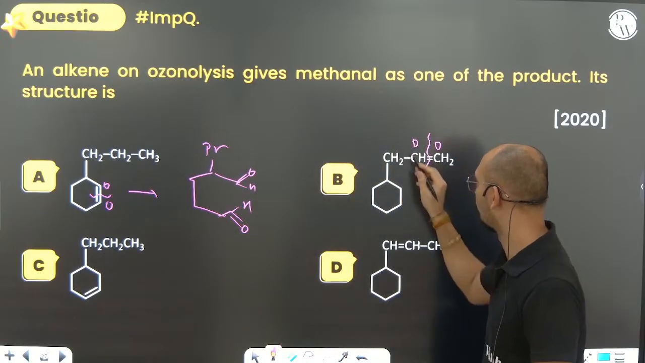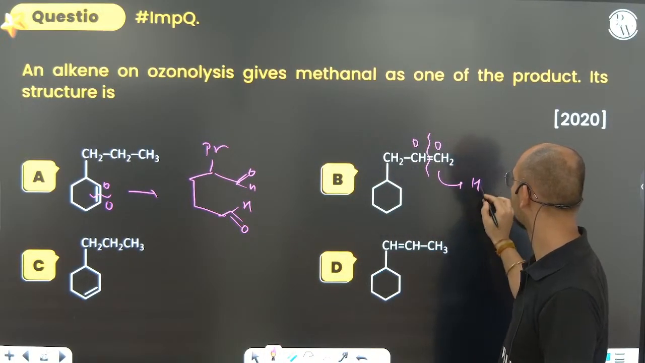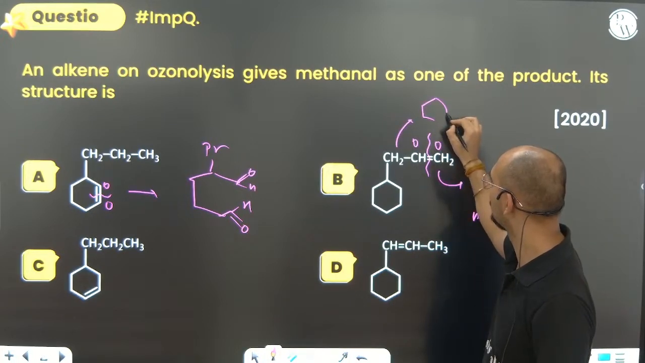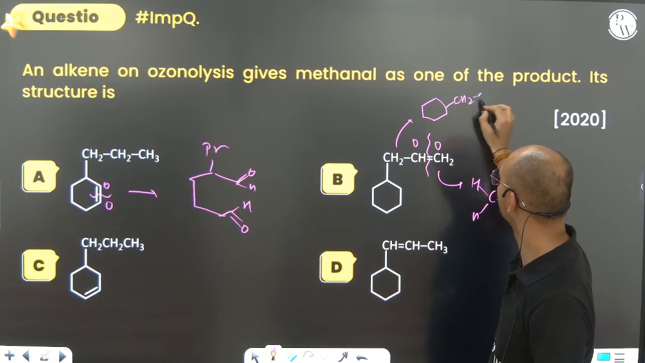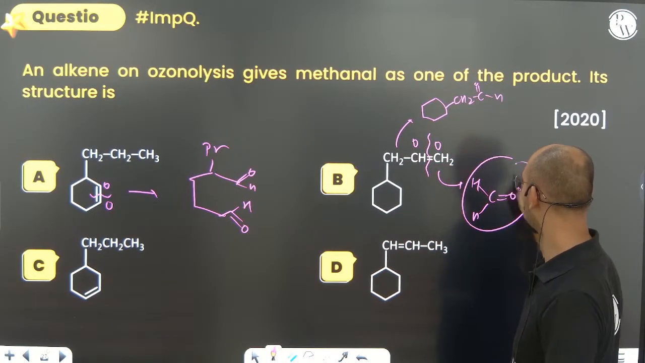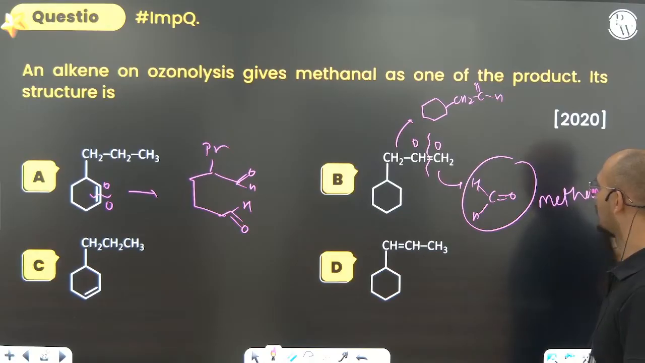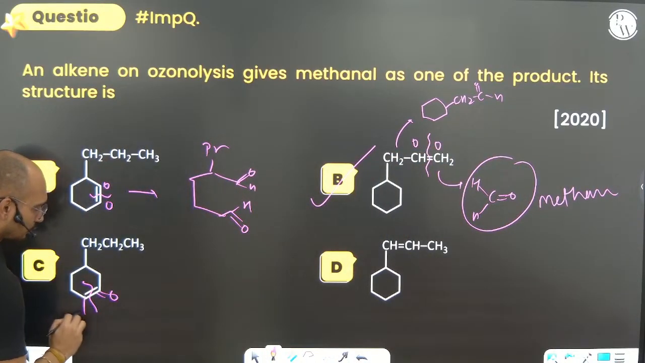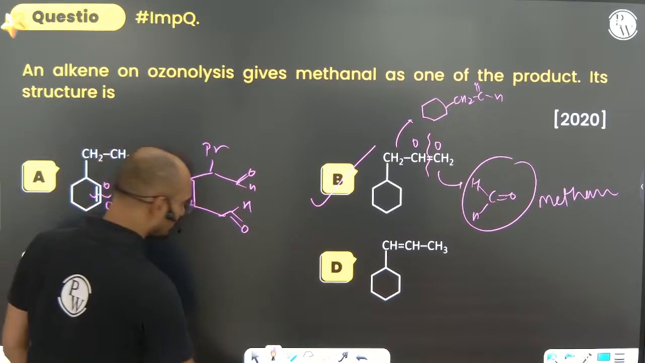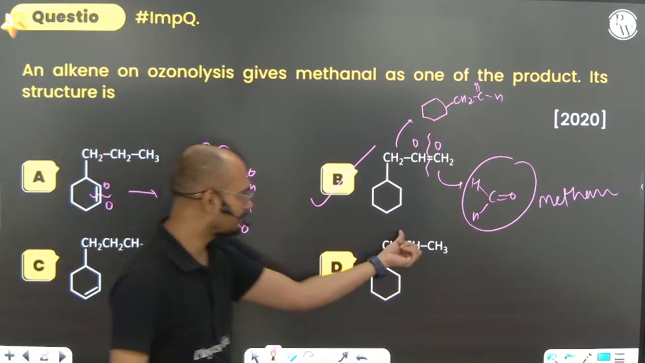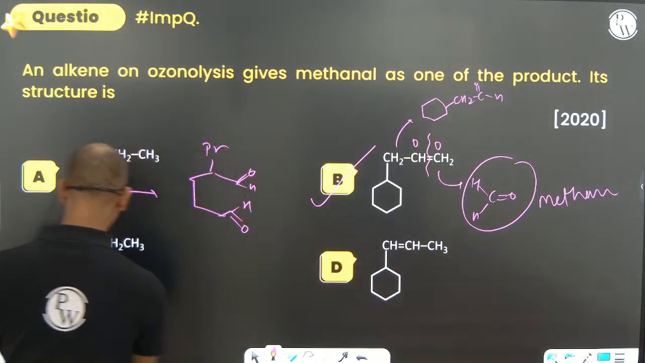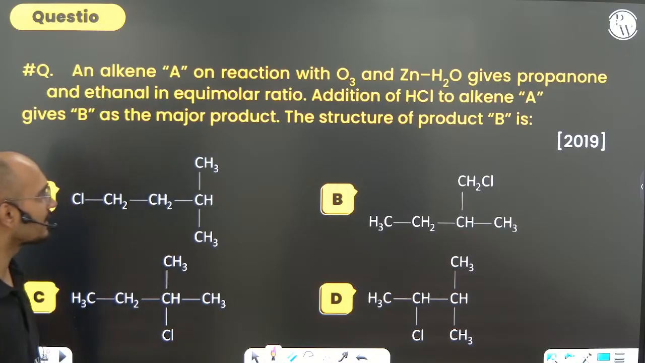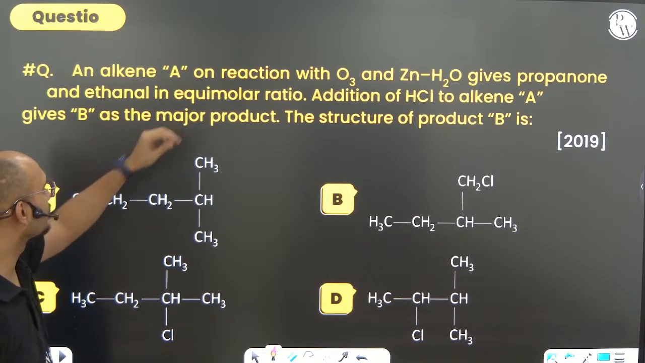Give O. Give O. What will it convert into? H C double bond O H. Can you see what will happen? Here it will convert into CH2 C double bond OH. So there it is what? Methanol. So option B is the correct option. Not a big deal. यहाँ पे भी करोगे तो C double bond O वो भी नहीं होगा. No. Here it is going to be, can you see? Ethanol, not methanol. Next, an alkene A on reaction with ozone and zinc H2O gives propanone and ethanal on equimolar reaction.